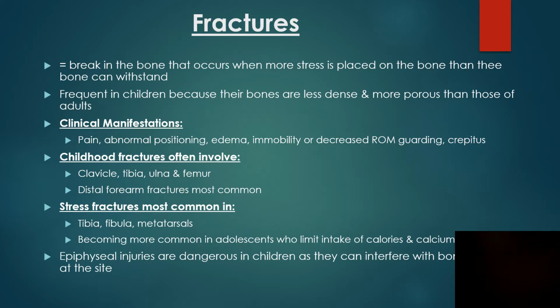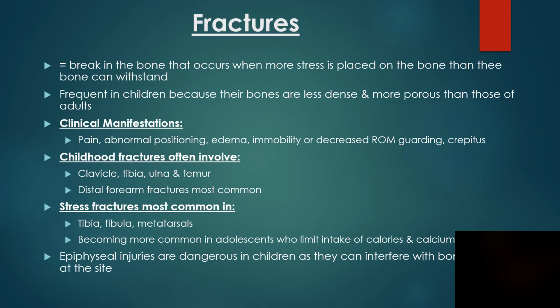Childhood fractures commonly involve the clavicle, the tibia, the ulna, and the femur. And the distal forearm fractures are the most common in children. Stress fractures, which is something a little bit different, fractures caused by increased stress on the particular bone, are most common in the tibia, the fibula, and the metatarsals. And they are becoming much more common. We are seeing stress fractures a whole lot more frequently in the adolescent population, as that is a population that is often limiting their intake of calories and calcium.